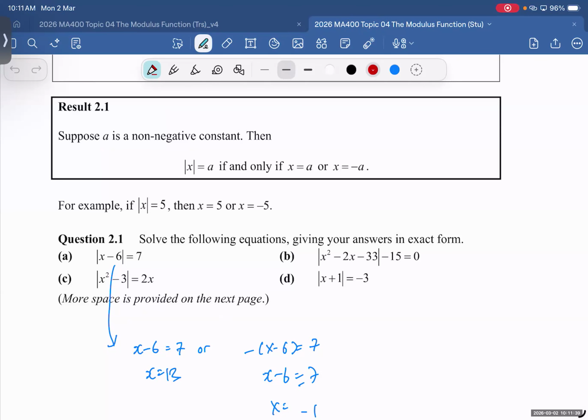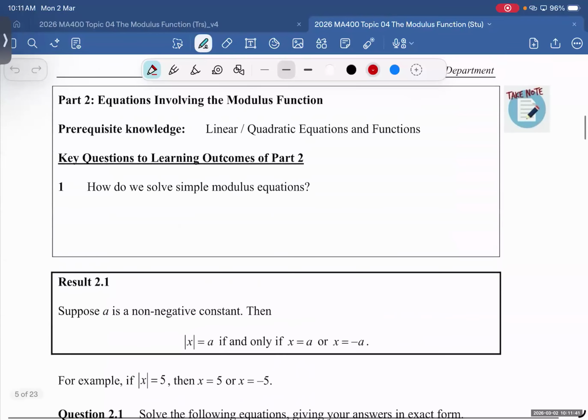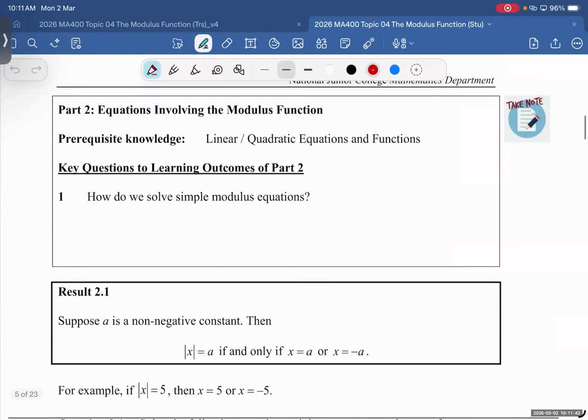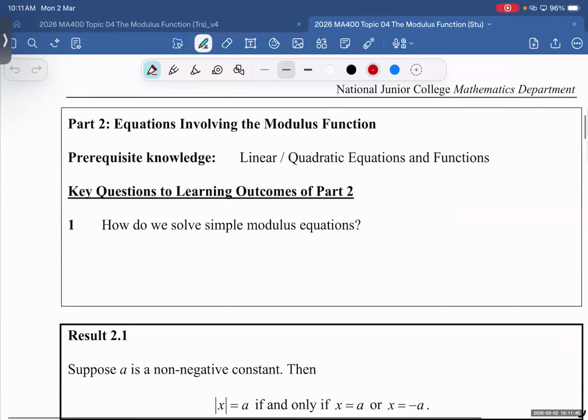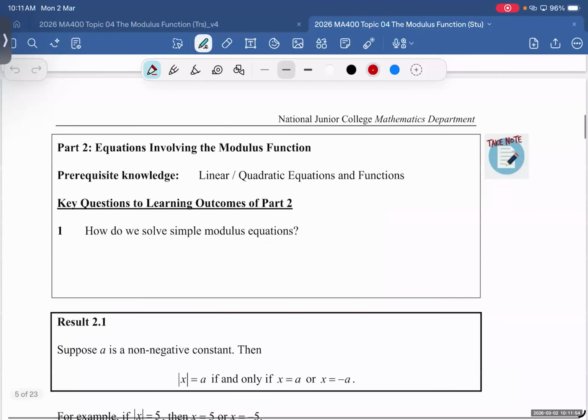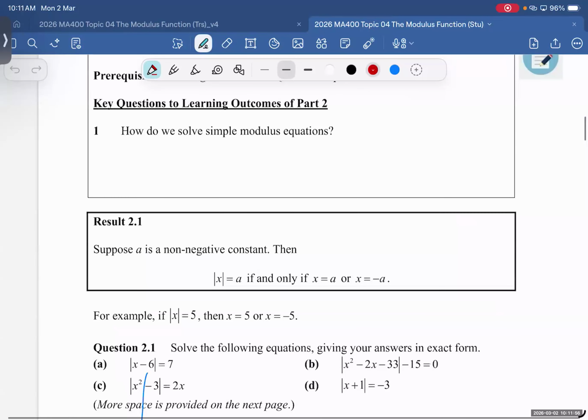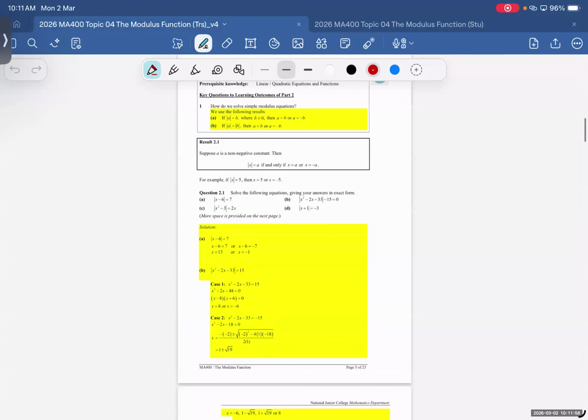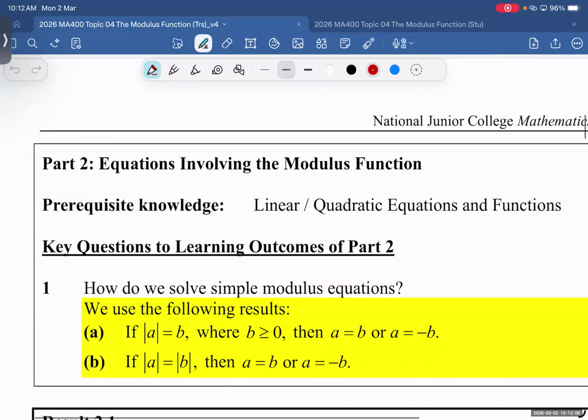Okay, sit down. So the last time around we talked about modulus. We talked about modulus as an absolute function, meaning it's the distance between the variable and the origin. So we always think positive. Now we go to modulus equation. The idea is that if I have a modulus, basically, this is a result.